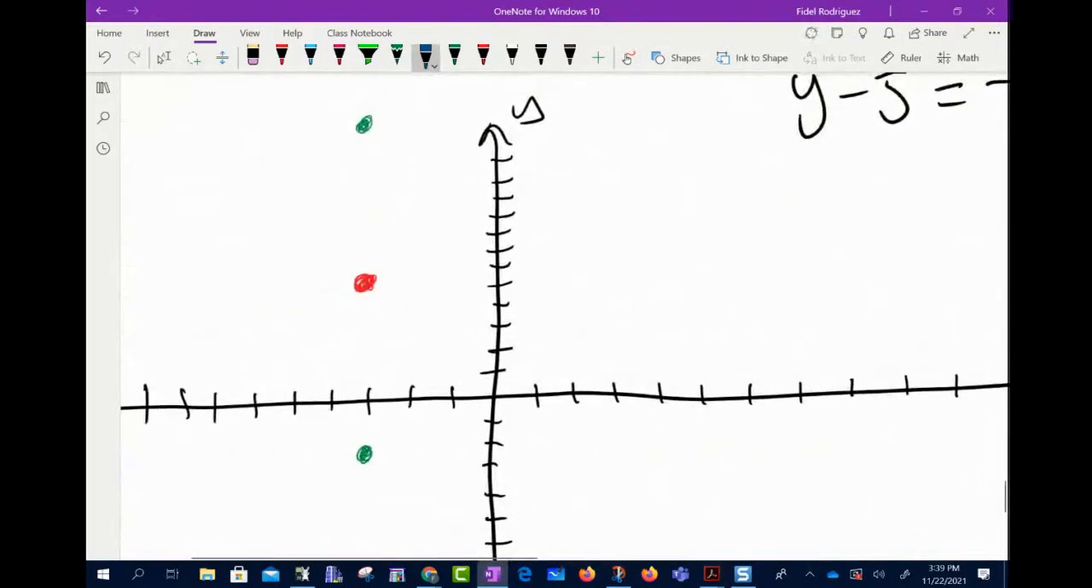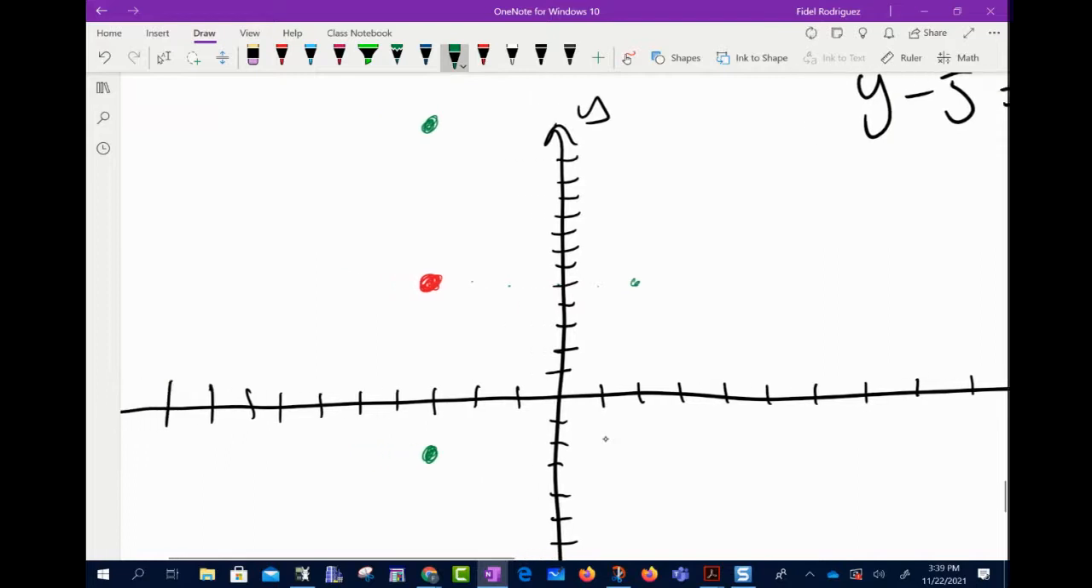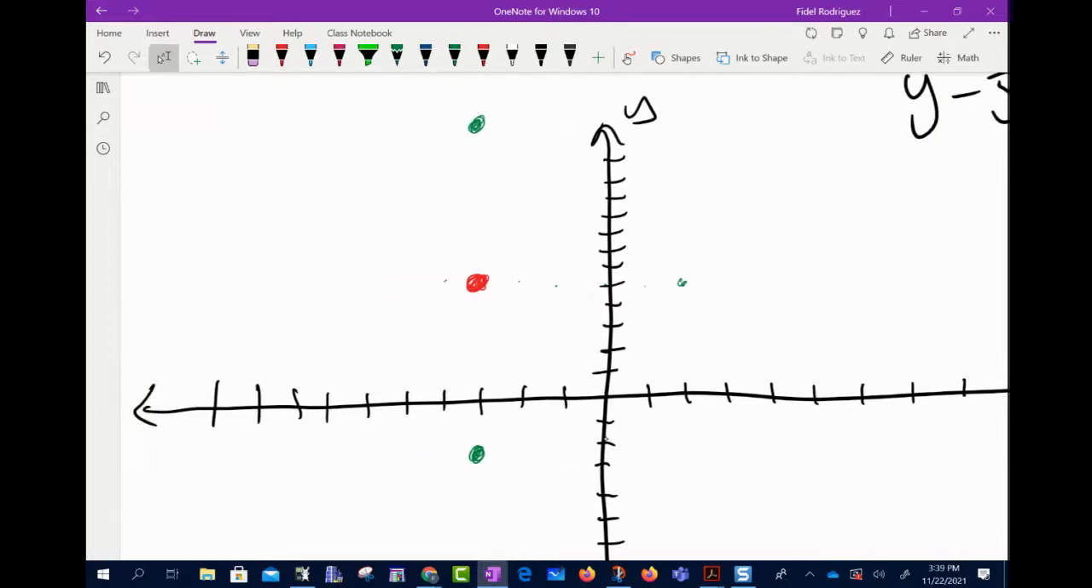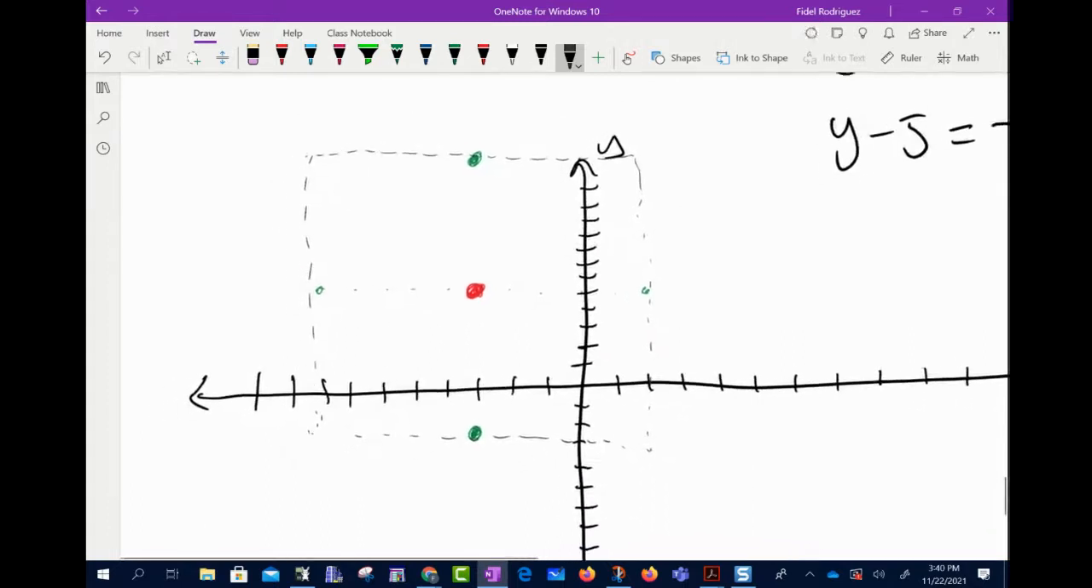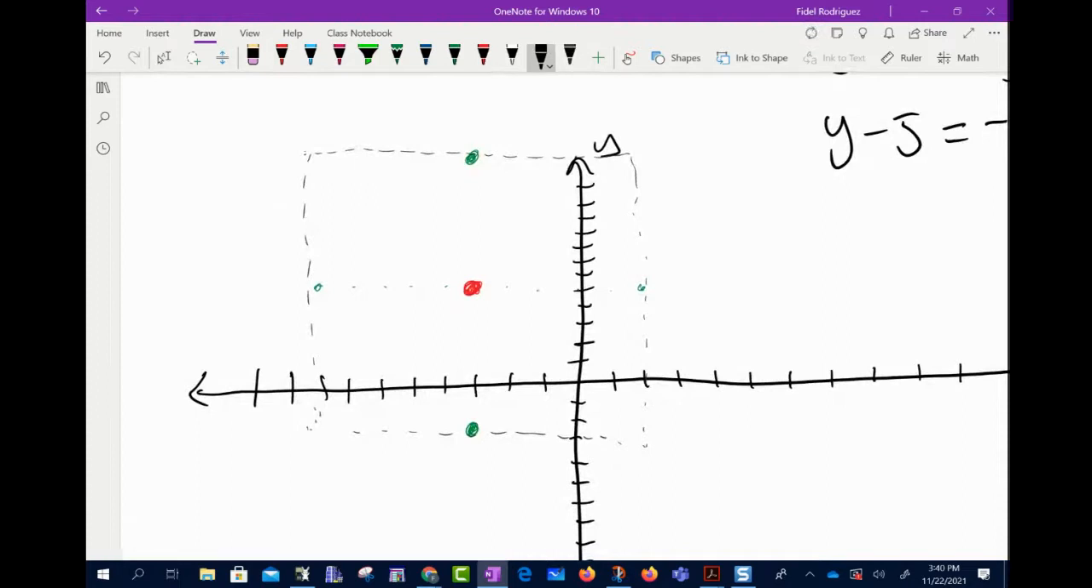So if B is 5, I'm going to do this in green. This is 3, 1, 2, 3, 4, 5, right about there. And this is 3, 1, 2, 3, 4, 5, right about there. Okay, so the reason why I'm doing that, I'm going to do this in black. I'm going to draw my little rectangle. Something like that, right? And then I'm going to do my dotted line that goes through the center and the corners.